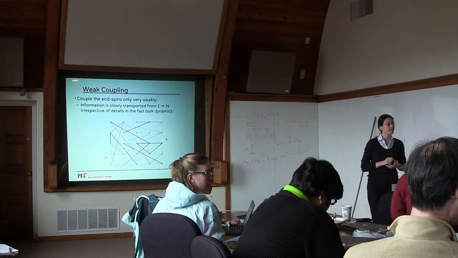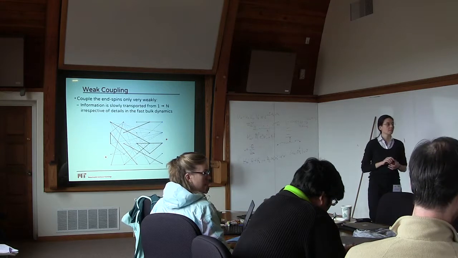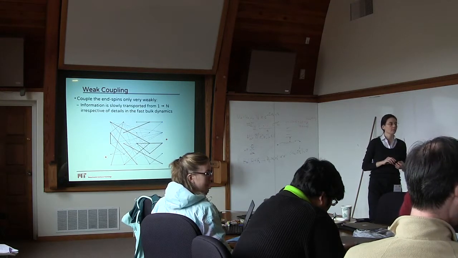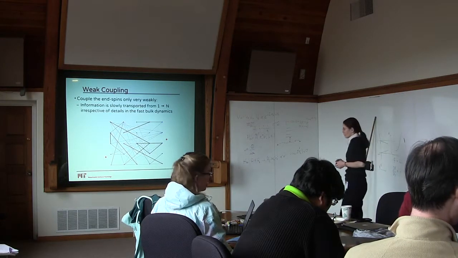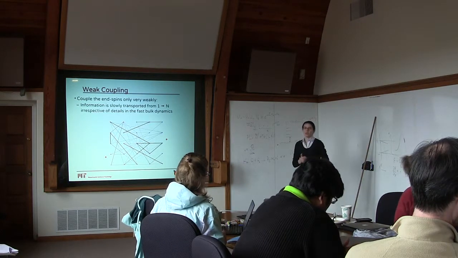I was just thinking that if you were using the dipolar interaction, it seemed as if for the earlier part of the analysis, it was only the nearest neighbor interactions that mattered. And now you have a complex network.